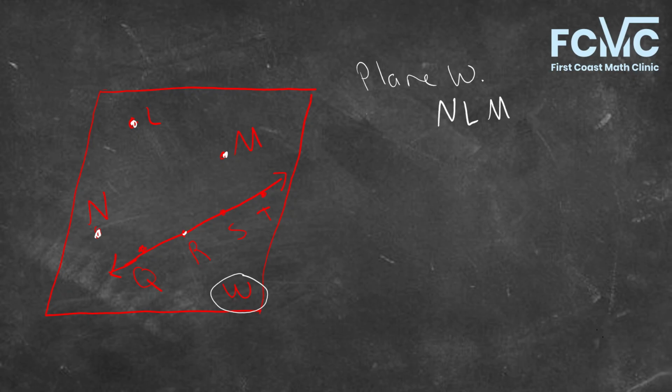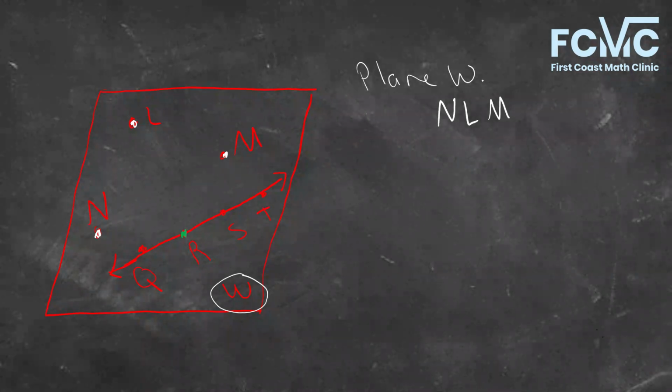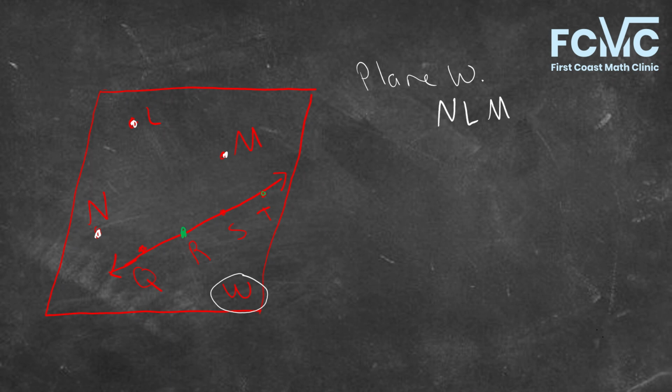We could also, if we want to use some of these points, include these points here as our non-collinear points. So maybe if we want to do R, T, and M, right? R and T are in a straight line, but M is not in a straight line with R and T. So we could use those as well, and maybe do R, T, M as another name for our plane.